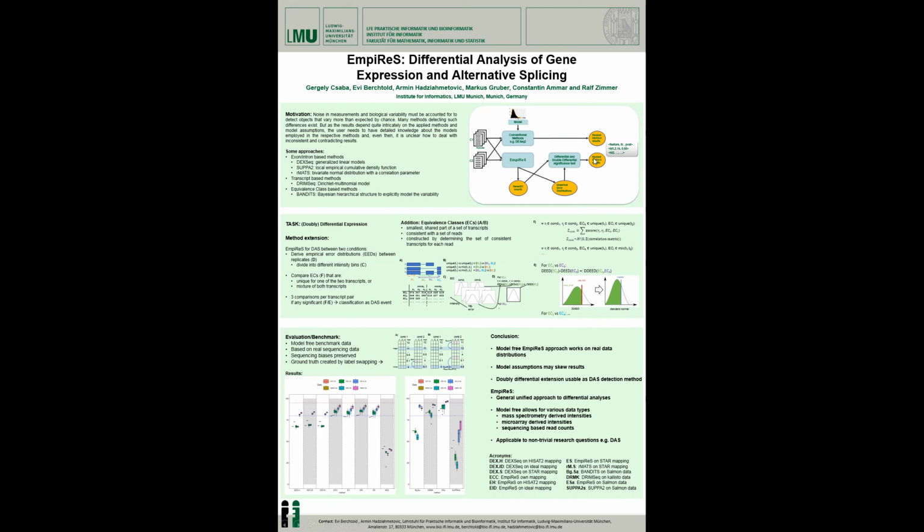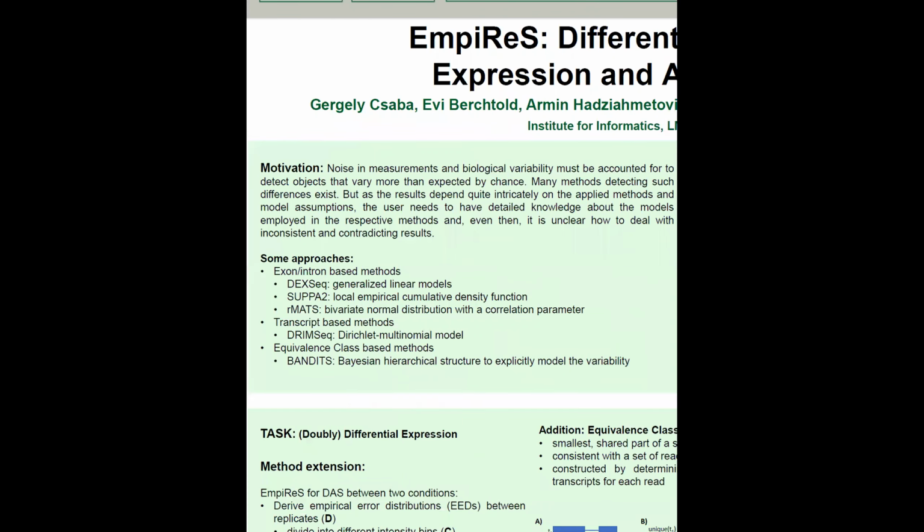I have the pleasure to present to you an outline on our method, EmpiReS, which can be used for the differential analysis of both gene expression and alternative splicing. The motivation behind this work is that the adequate handling of technical noise and biological variability is a challenging task. It has been approached by many different methods.